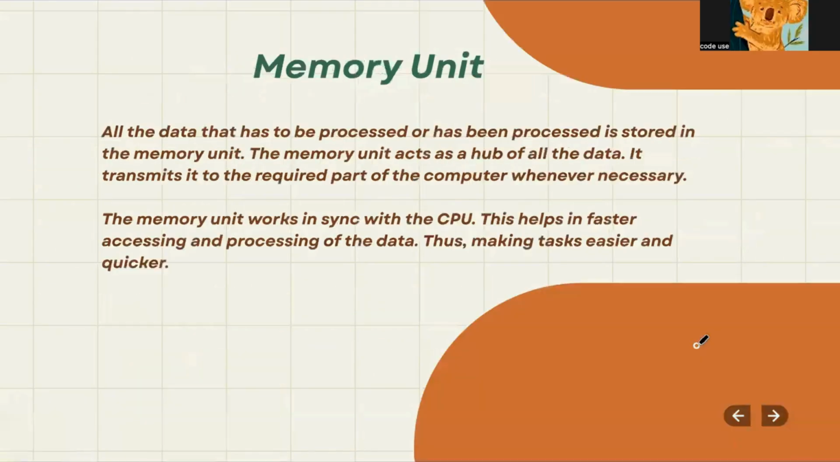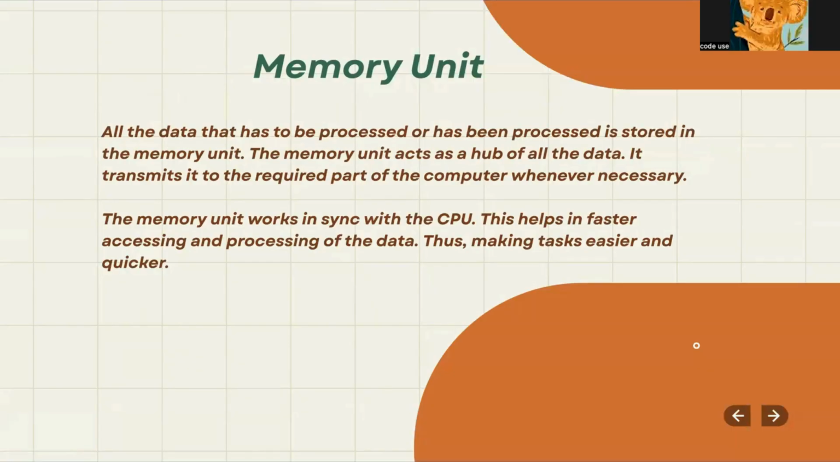output units. Okay, next one is the memory unit. This is the final one. So all data that has to be processed is stored in the memory unit. Whichever data you are giving, it has to be stored. Only if it is stored, it can be manipulated and operated. Then only you will get the output. So everything that is processed is stored in the memory unit.